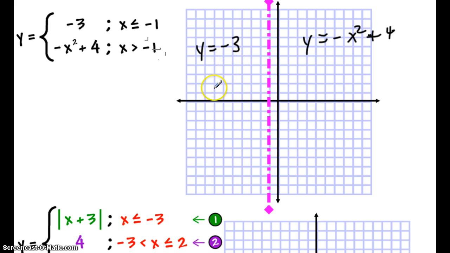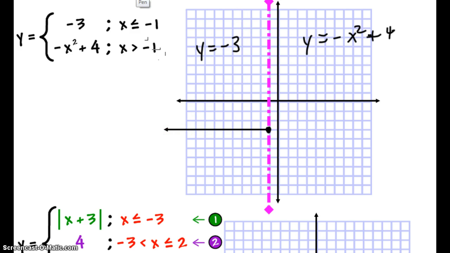So let's do this left side first. Let's go to y equals -3. Let's see, this is 1, 2, -3. And we're going to put a closed circle here and then draw all the way to the left.